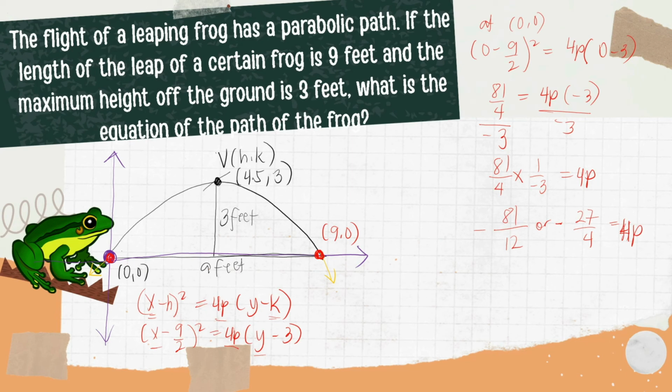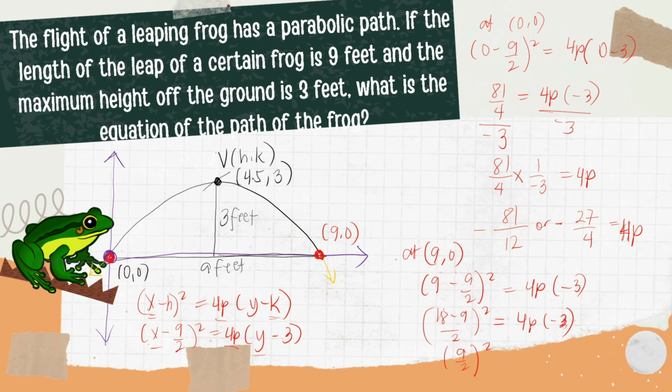So, let's check. Pwede rin natin gamitin si 9 and 0. So, try natin. So, 9 minus 9/2 squared is equal to 4p. So, yung y natin still 0. 9 and 0. Ayan, 4p times negative din lang. Kasi 0 naman yung y. So, negative 9 minus 9/2. So, that is 18 minus 9/2 squared. So, 18 minus 9 still 9/2 squared is equal to 4p.